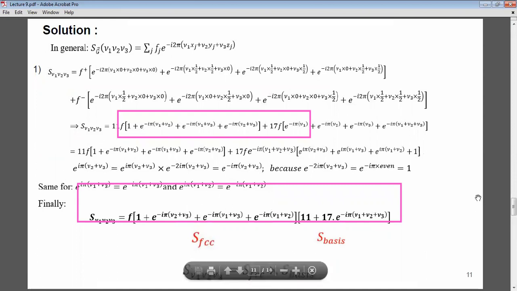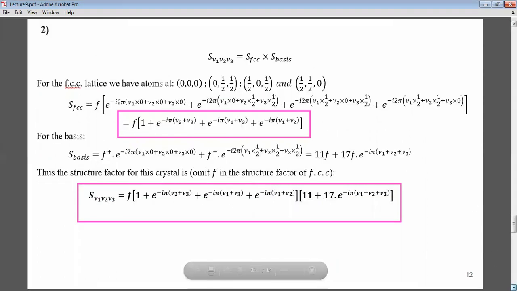Okay, so there are two ways to solve this. If I have a lattice and a basis, there are two ways to do it. If I have all the atoms in the lattice, that is all the 8 atoms, then I can do it as a summation of structure factors coming from these 8 atoms. But if the lattice is, for example, BCC, and I have a basis of 2 atoms, then I get the S for the BCC, I get the S for the basis, and I multiply them, and then I get the same answer.